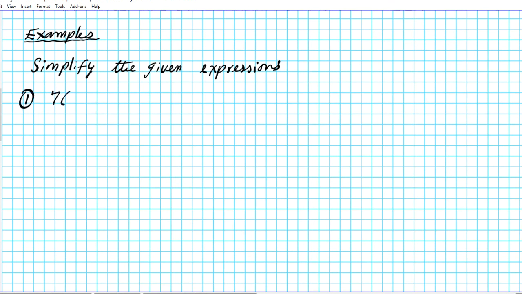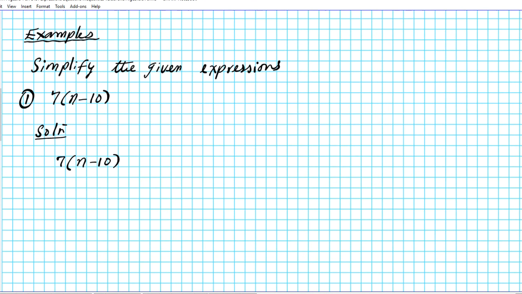Okay. The instructions for the examples that we're working on is as follows. We are to simplify the given expressions. Okay, question number 1. What if we have the expression 7 times the quantity n minus 10? Let's go ahead and take a look at what that looks like. So we have 7 on the outside times n minus 10.